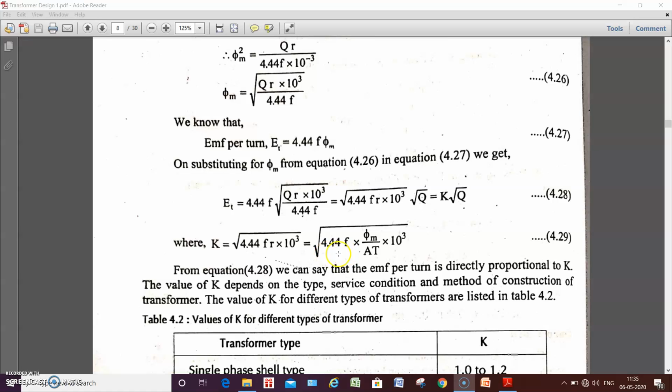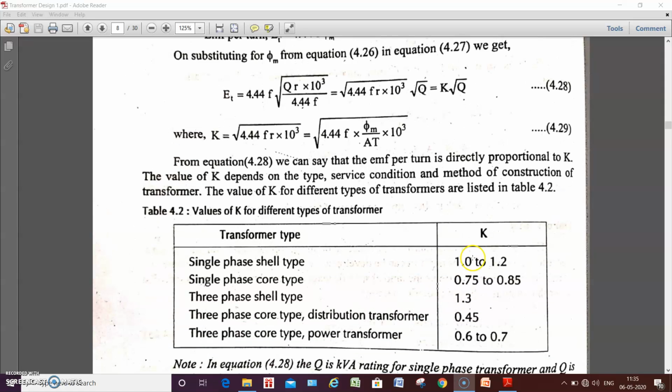So that is also equal to, for r you can substitute phi m by 80. So it is phi m by 80. So this is the factor K. Okay. So EMF per turn can also be calculated by using this equation. So it depends upon the parameter given in the problem. You can use the appropriate equations. Okay.